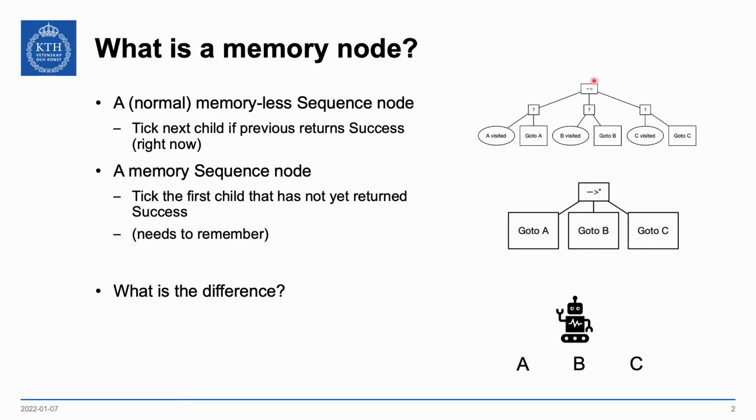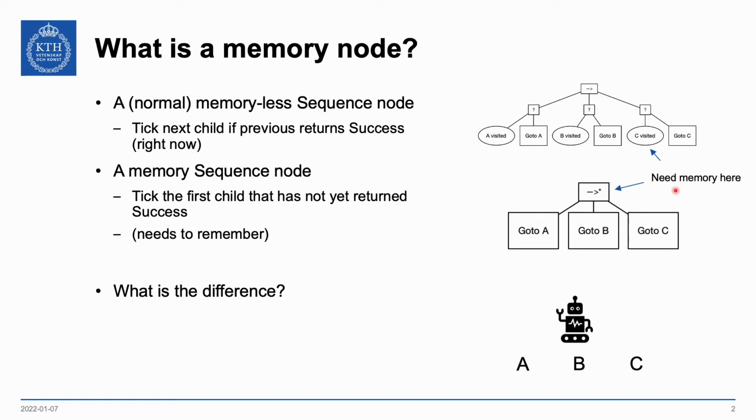So the fix, having a memoryless sequence node, is obviously this. You add this subtree where you check if you already visited A. If so, you go on to the next subtree. If you didn't visit A so far, you go to A, and then at some point A is going to be visited, and then you check if B is visited. If yes, you check if C is visited. If no, you go to C, and so on. So this is slightly more complex. I think this is why they created the memory sequence node, but you lose reactivity, as we're going to see shortly.